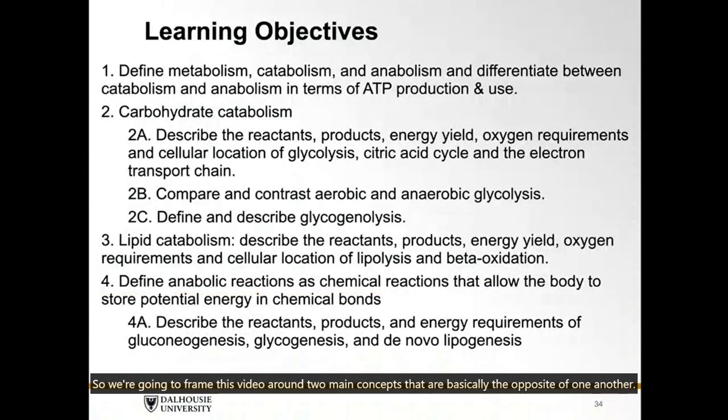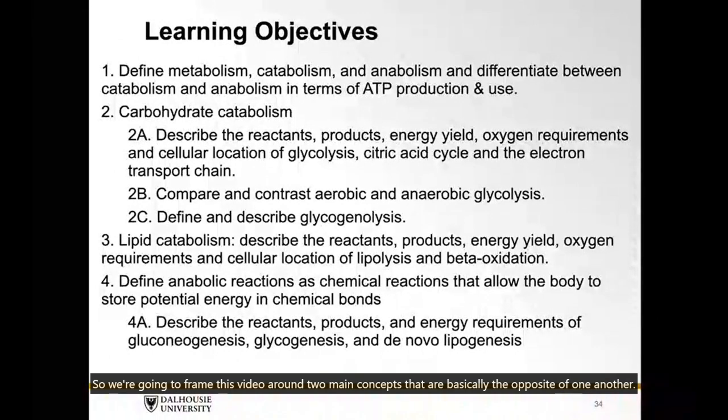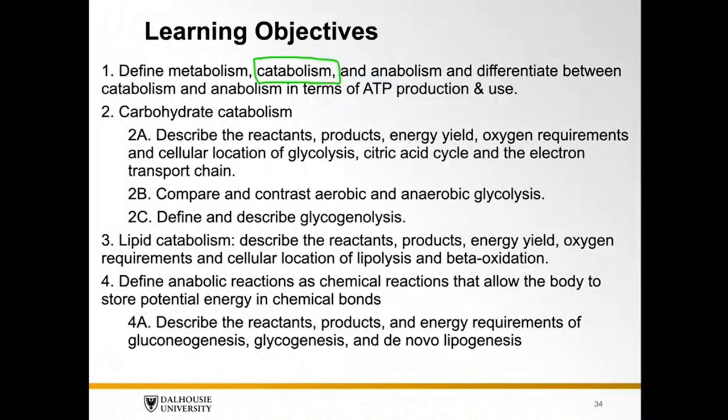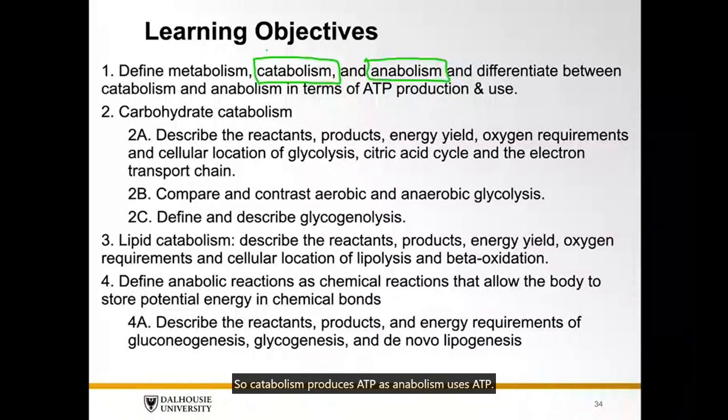So we're going to frame this video around two main concepts that are basically the opposite of one another. The first one is catabolism. And this is a word that describes all the reactions that produce ATP. And the second one is anabolism. And this is a word that describes all the chemical reactions that use ATP in our body. So catabolism produces ATP, anabolism uses ATP.